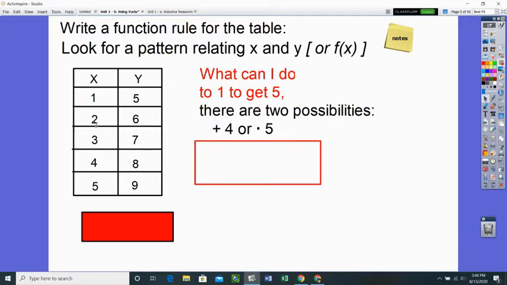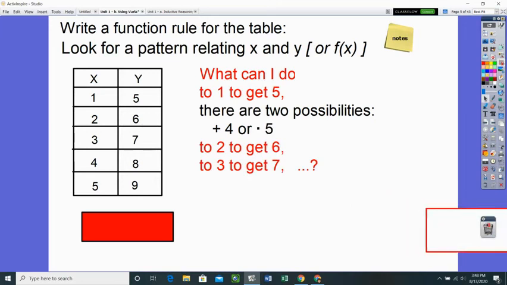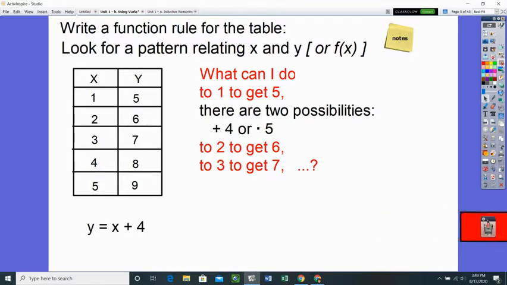But let's go down. When 2 goes in, a different number enters this function rule that I'm trying to come up with. Does adding 4 work? Or does multiplying by 5 work? Well, 2 plus 4, cha-ching. But 2 times 5 is a eh. So right now, I'm really leaning on this plus 4. Does it work all the way down the table? So basically what I'm saying is forget the 5, right? I want to add 4. So I'm going to take my input variable, add 4 to get my output variable. And there would be my function rule.